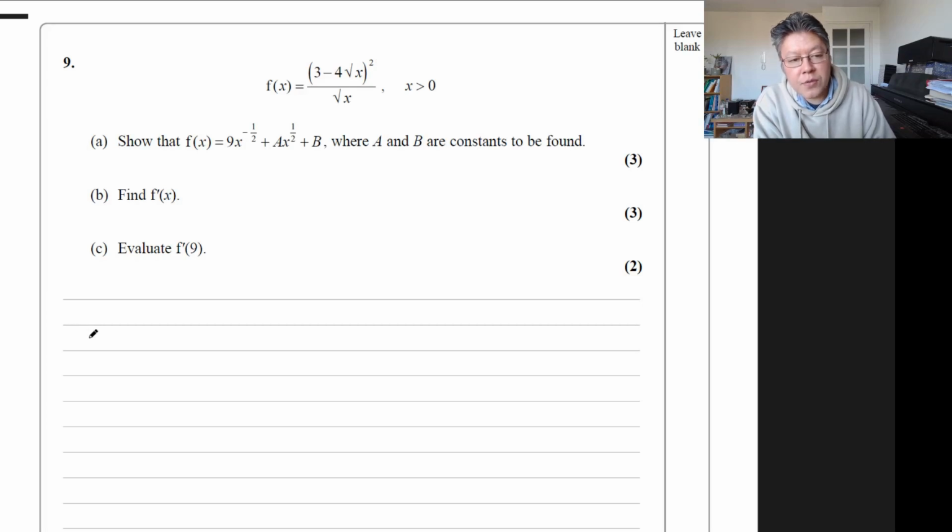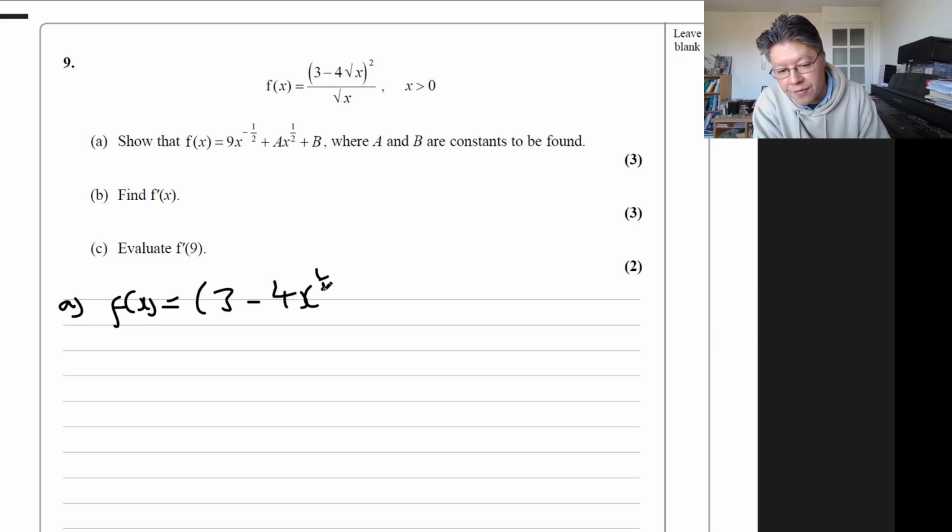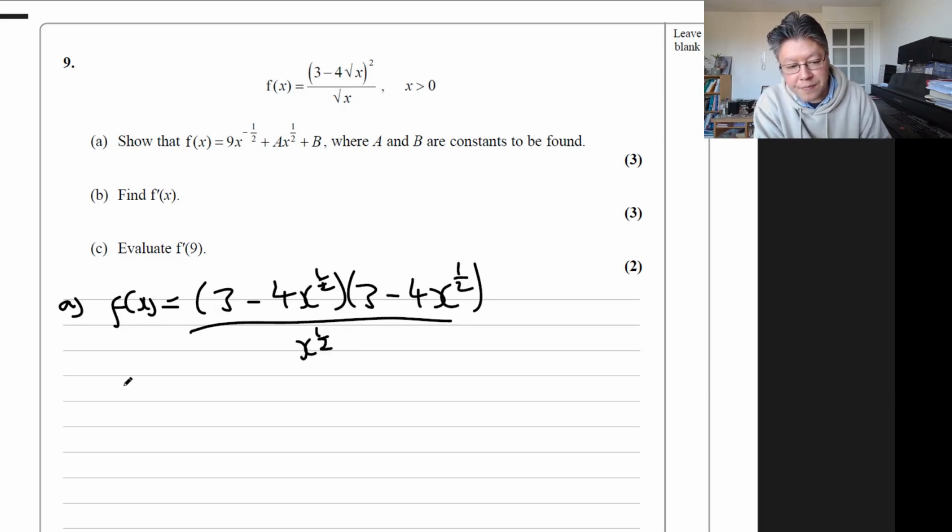Okay, so in this question, we're given a function f of x, and we need to express it in this form here. So it looks like they've expanded the brackets and simplified each term. So part A, we have f of x, and we're first going to write it as a double bracket, and also, instead of a surd, put indices. So here we have 3 minus 4x to the half, and another 3 minus 4x to the half, and that's all over x to the half.